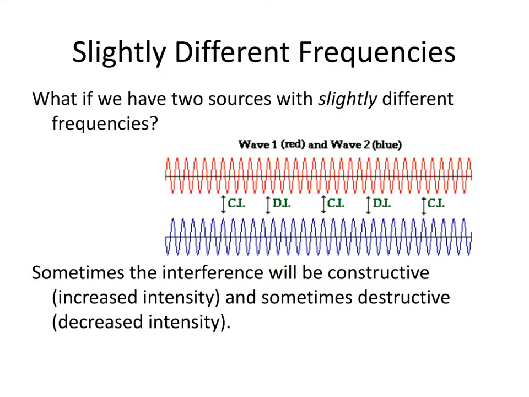Now what happens if we have frequencies that are nearly equal and they're only slightly different? Sometimes the interference is constructive and sometimes it's destructive, which means the intensity increases then decreases, and that will happen repeatedly if the sounds are continuous. So you get loud, quiet, loud, quiet, loud, quiet.